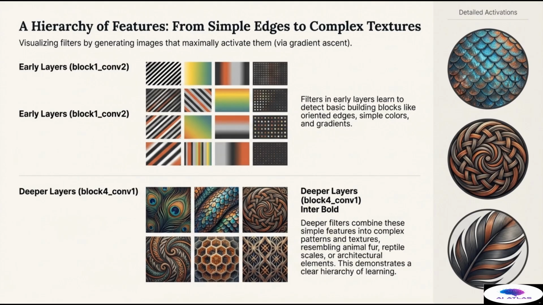We see intricate patterns resembling animal fur, the overlapping structure of reptile scales, complex knitted textures, or even detailed architectural elements. This progression is proof of hierarchical learning. The early layers extract primitive features, and the deeper layers iteratively combine these primitives to construct an internal, highly sophisticated vocabulary of complex visual knowledge.